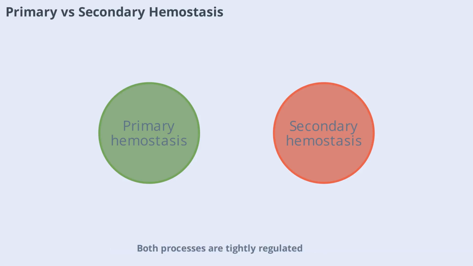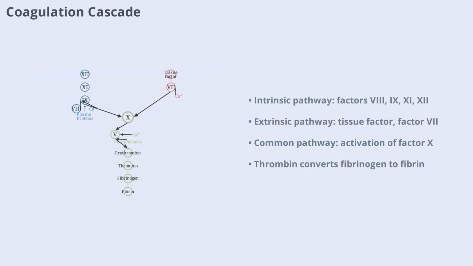Both processes are tightly regulated and essential for effective bleeding control. Disruption in either can lead to excessive bleeding or thrombosis. The coagulation cascade is a series of reactions that lead to the formation of a stable blood clot. It involves both intrinsic and extrinsic pathways, which converge on the activation of factor X.